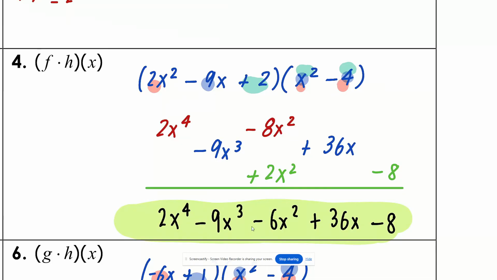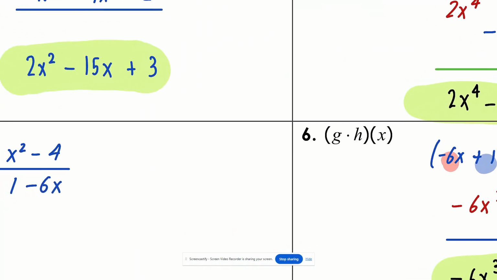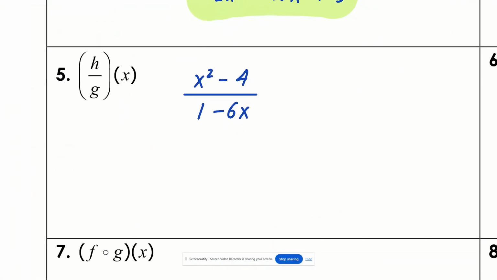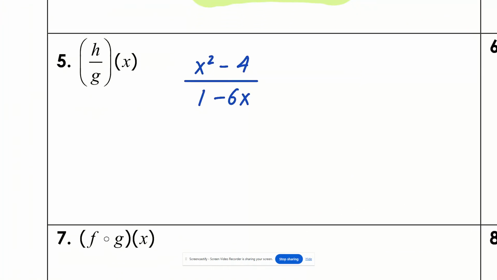So you should have a final answer of 2x to the 4th minus 9x cubed minus 6x squared plus 36x minus 8. Okay? Again, if you have any questions over any of the ones that we're doing here, make sure you write them down. And on Monday, I will repeat or go over those. Okay, so number 5, let's pause.